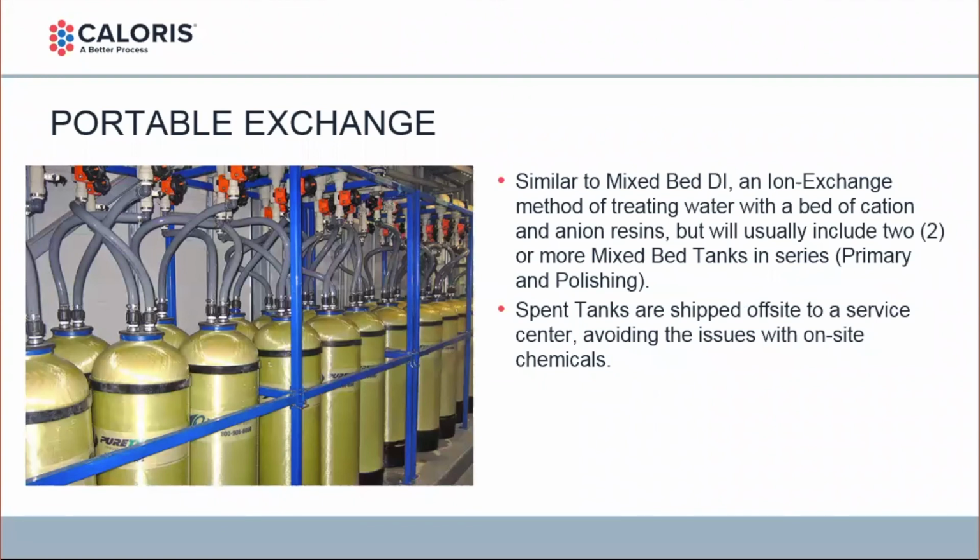Another simple process is just renting portable exchange DI tanks. This is similar to a mixed bed DI. It's an ion exchange method of treating water with a bed of cation and anion resins, but will usually include 2 or more mixed bed tanks in series. You'll have a primary and a polishing. Once the tanks are spent, they are shipped off-site to a service center, thereby avoiding the issues with on-site chemicals.